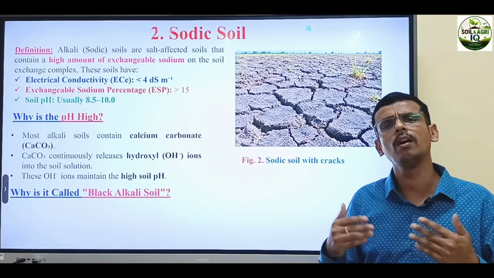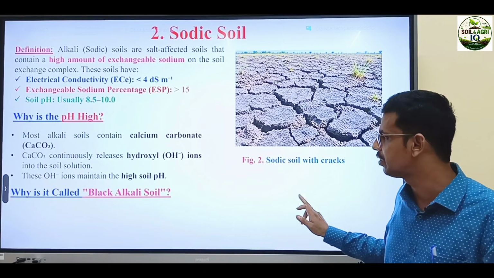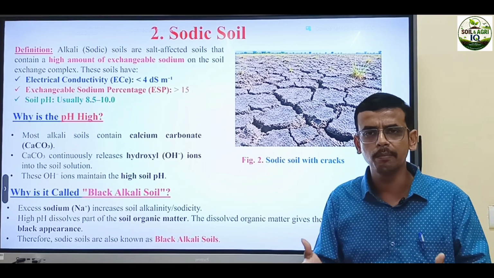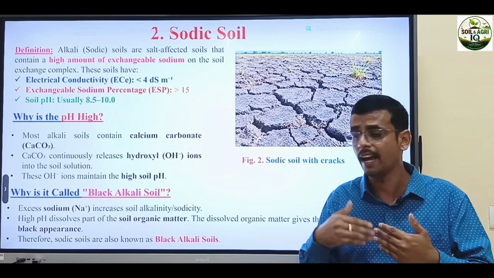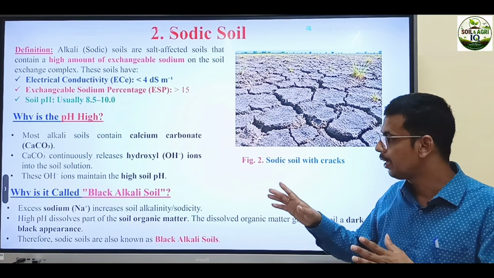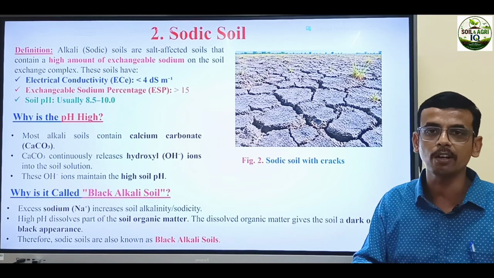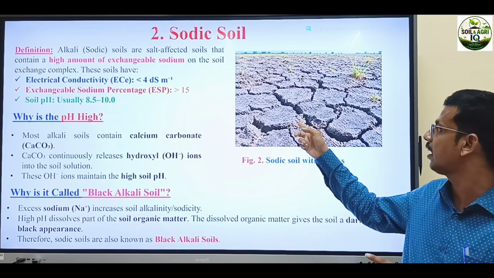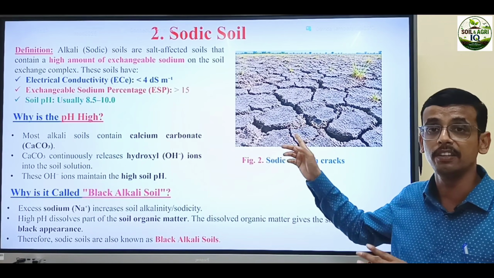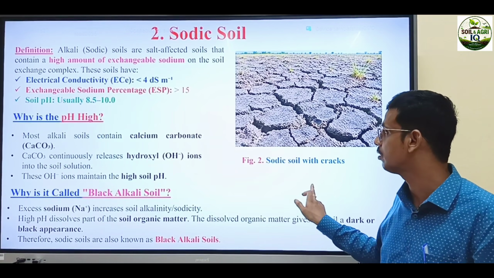Then why is it called black alkali soil? This is a very important question in your ICAR examination, because excessive sodium increases soil pH, hydroxyl ions increase soil pH, and due to higher pH it dissolves the organic matter present in the soil, and when organic matter is dissolved, it imparts the black color to the soil. You see the color of the soil is black. That's why it is known as black alkali soil. This is a very important question.